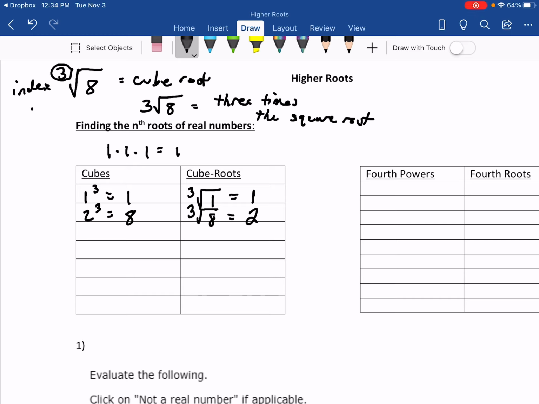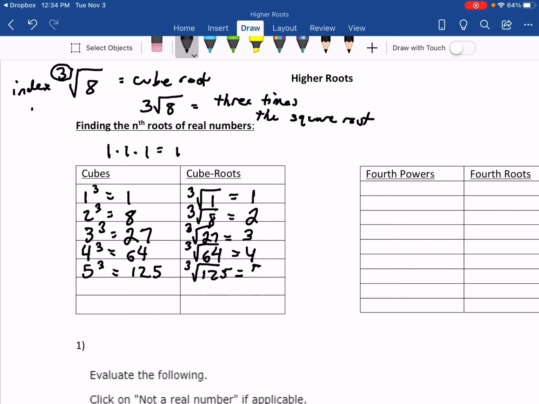All right, so we have the next perfect cube, 3 cubed, which is 3 times 3 times 3, 27, which means the cube root of 27 is 3. Okay, 4 cubed is 64, so the cube root of 64 is 4. 5 cubed is 125, so the cube root of 125 equals 5.